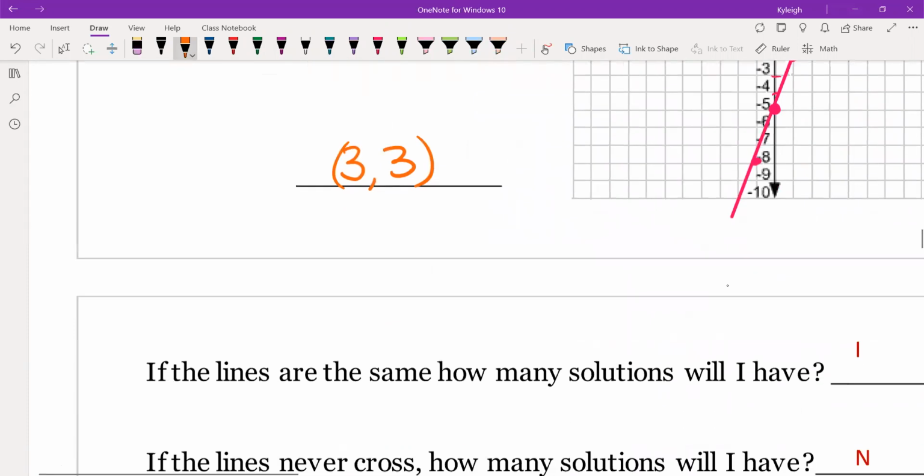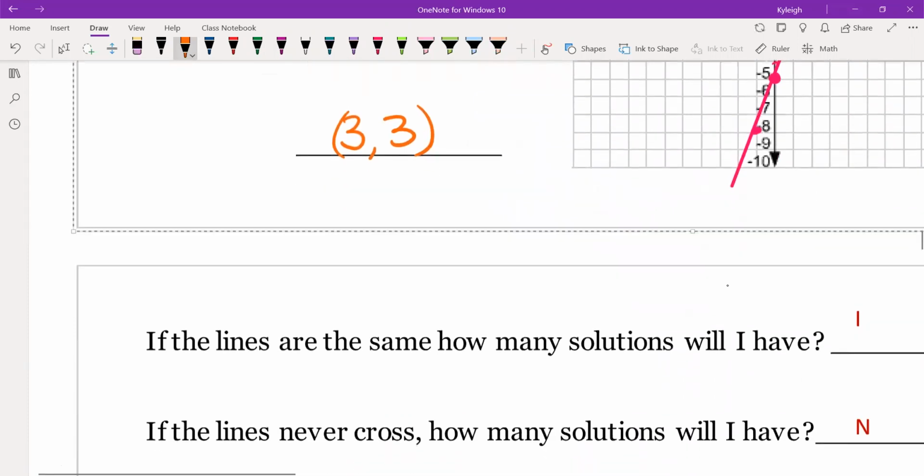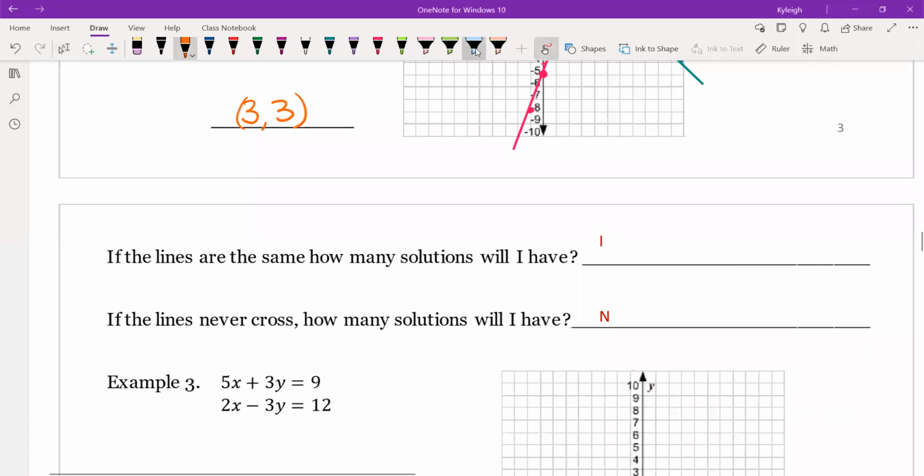All right, but there's a couple of other things that we need to keep in mind. There are special circumstances. All right, so some special circumstances. If our lines are exactly the same, we are going to have infinite solutions.